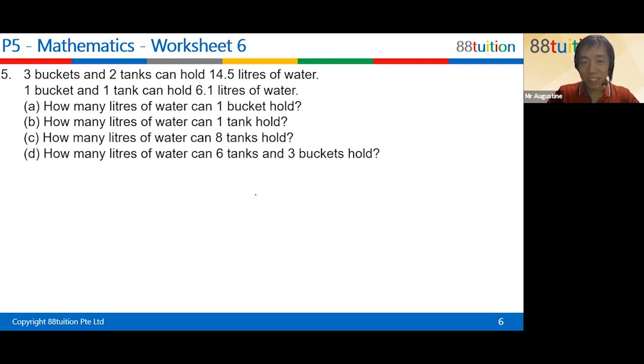Let's see, this one. 3 buckets and 2 tanks can hold 14.5 liters of water. Now 1 bucket and 1 tank can hold 6.1 liters of water. So how many liters of water can 1 bucket hold?